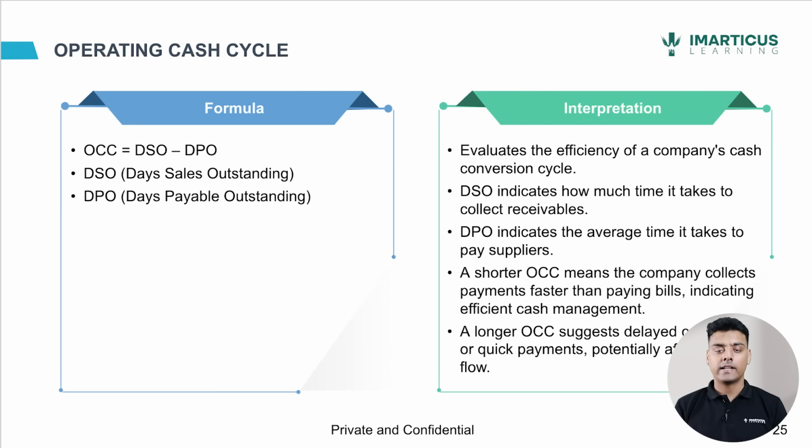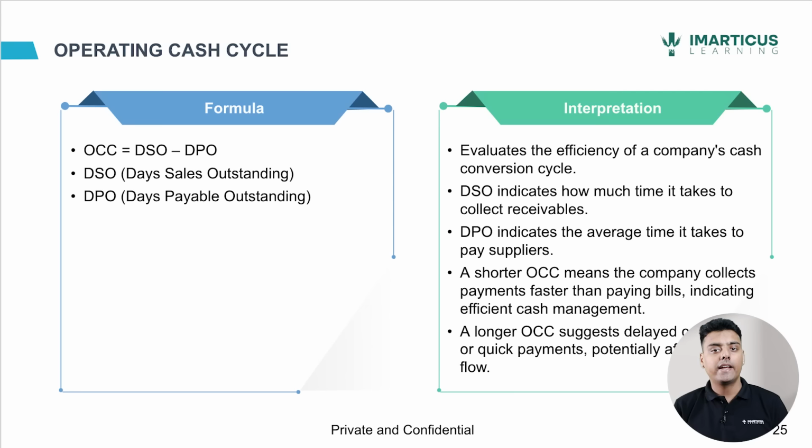The operating cash cycle is the difference between the days sales outstanding and the days payable outstanding. What does this mean? This tells me how many days of time I give to my customers to make a payment versus how many days I take from my vendors to make a payment.